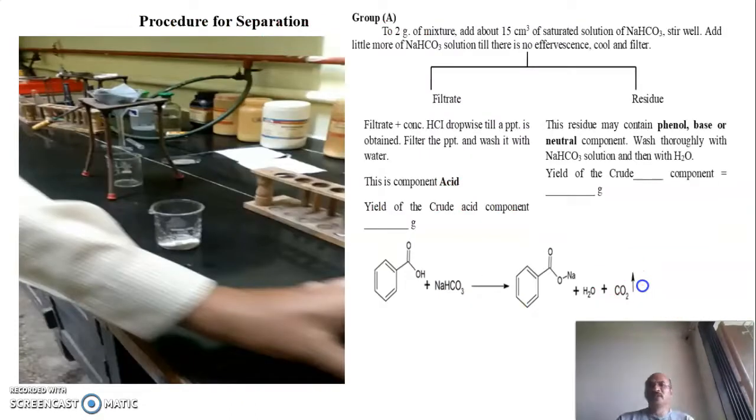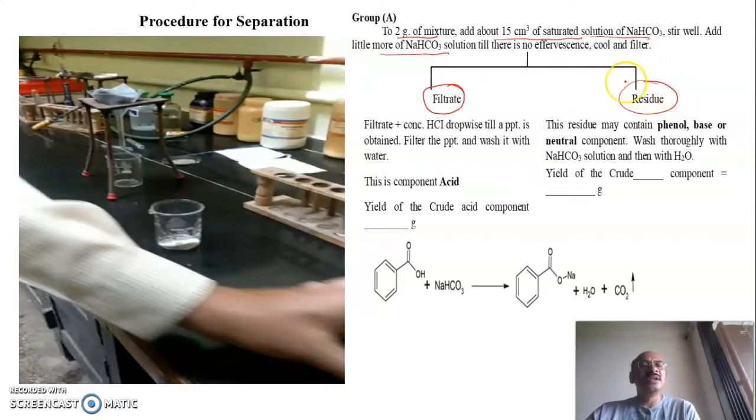Now first, for separation, what is the procedure? You have to start with 2 gram of mixture. In that you will add 1 test tube, that means 15 cubic centimeters of saturated solution of sodium bicarbonate. We will stir that well. We will allow complete reaction of sodium bicarbonate with acid, and you will check that by adding a little sodium bicarbonate to see whether effervescence is coming out or not. Then we will do filtration. Filtrate will be there and residue will be there.